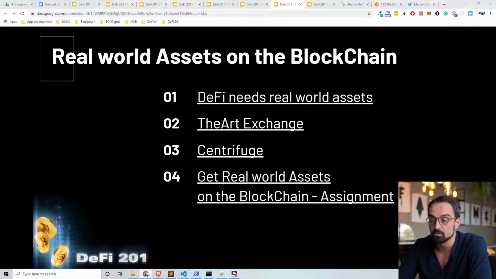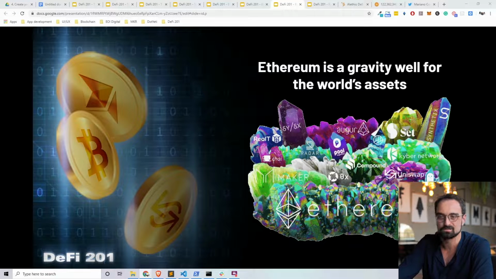In this category, we're going to discuss why DeFi needs real world assets. We're going to look at a couple of examples at the art exchange, at centrifuge, and we're going to teach you guys how to interact with real world assets on the blockchain. We're going to launder money. We're going to buy some whiskey, buy some wines. We're going to buy some real estate, and we're going to buy some socks. Okay, let's get started, and let's go see why we need real world assets on the blockchain.